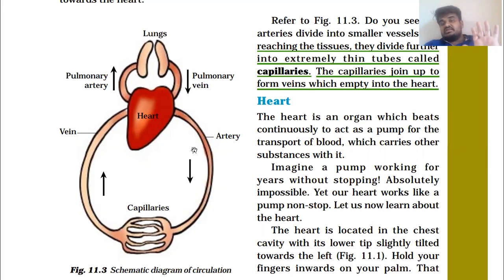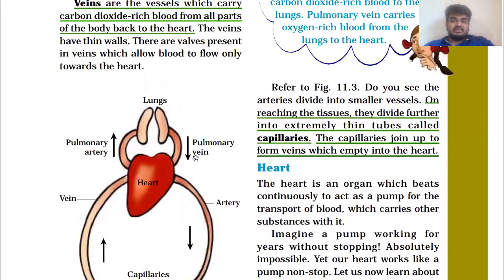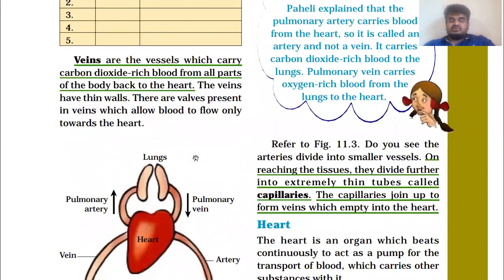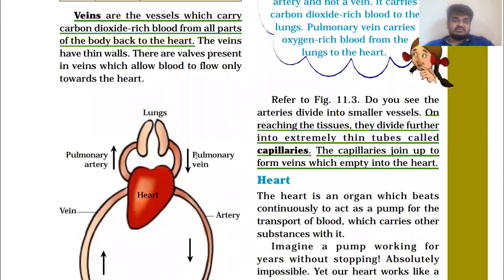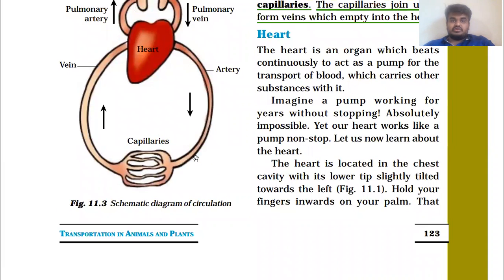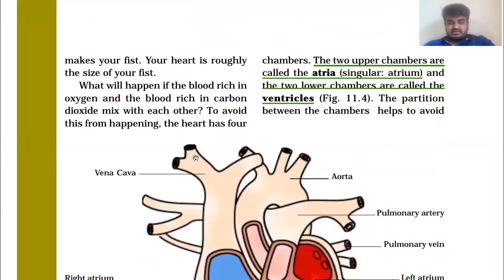If you are clear with this, then the working of the heart will be very easy for you. So in this circulatory system, we have discussed blood vessels: arteries, veins, and capillaries. Next one is the heart.